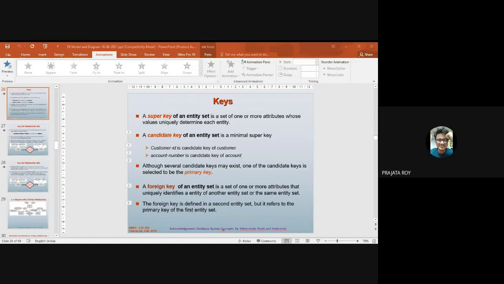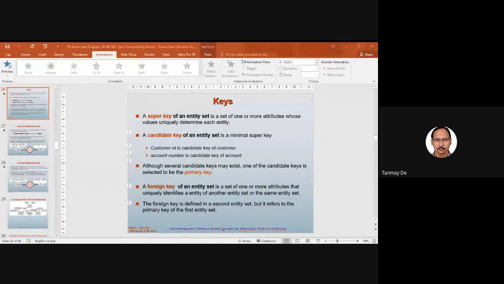Sir, one quick doubt, sir. Actually, sir, you only sent us the first set of slides. When will you send us the entity set and the entity diagram slides, sir? Okay, just after completing this chapter, or maybe before that, I can send it. Okay.